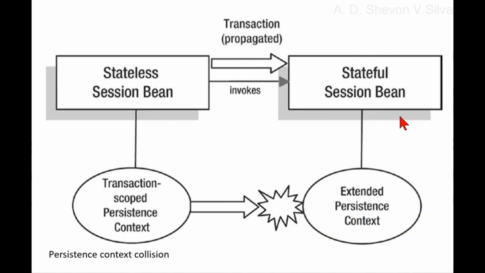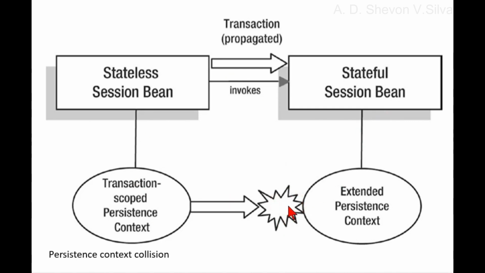During the eager association of the extended persistence context, the container will check to see whether there is already an active persistence context. If there is, it must be the same as the extended persistence context that is trying to associate, or an exception will be thrown. In this example, the stateful session bean will find the transaction-scoped persistence context created by the stateless session bean, and the call into the stateful session bean method will fail. There can be only one active persistence context for the transaction. This figure illustrates this case.